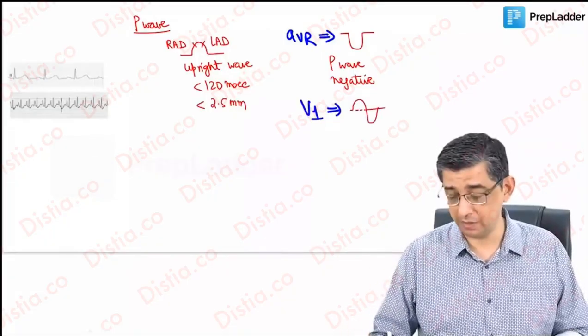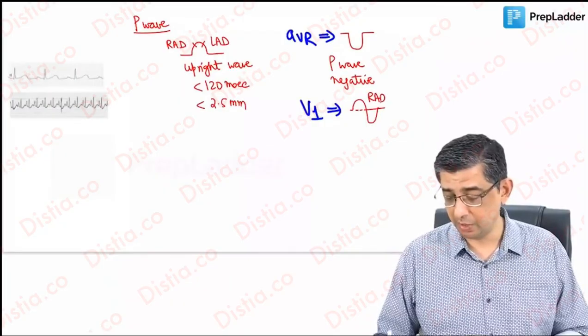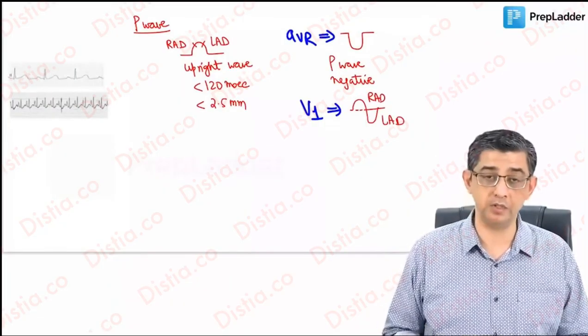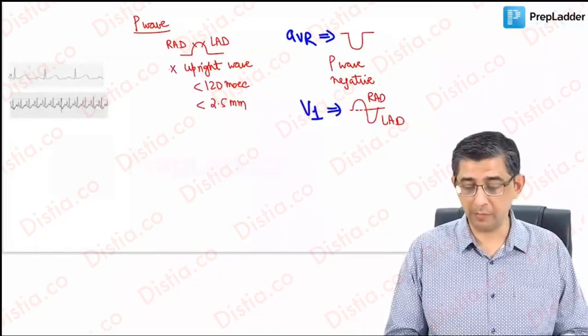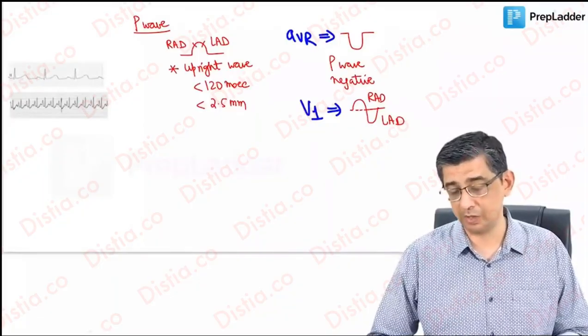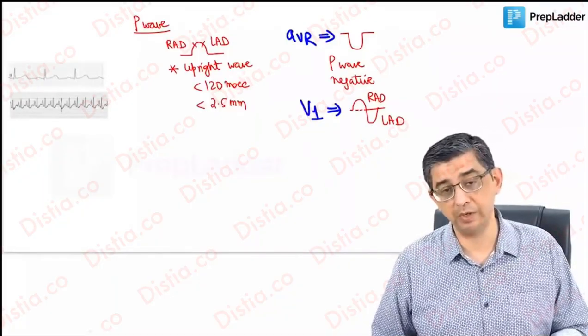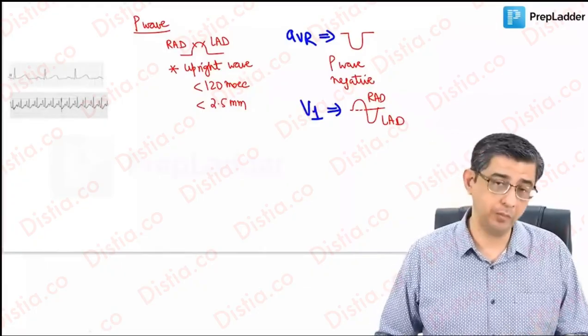The part above the baseline is right atrial depolarization. The part below the baseline is left atrial depolarization. So the message at this juncture is that the P wave is always an upright wave but can be negative with respect to AVR and can be biphasic with respect to V1. And now we will look at an abnormality.